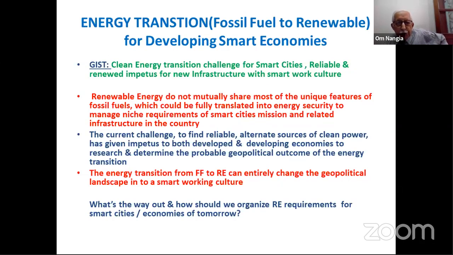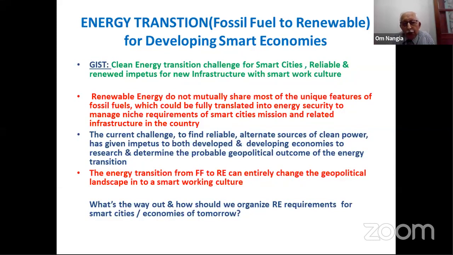So this transition from fossil fuel to renewable is going to be very challenging, because a large number of coal-based, oil-based or gas-based power plants are available, and new ones are also being set up. But since coal availability is going to be depleted in the next 2 decades, and coal is also becoming a very costly proposition, and thirdly, the global warming effect due to the power from coal-based power plants is also being discussed very seriously, this changeover from fossil fuel to renewable energy for developing smart economies will play a very dominant and vital role.